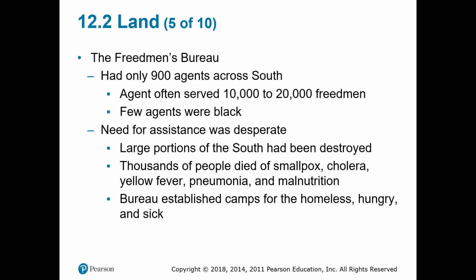All right, they had 900 agents across the South. Agents would often serve 10K to 20K people. Very few were Black. They needed money. Real talk. They needed money. And I told you, bless his little heart, but Oliver Otis Howard was gullible and not very smart when it came to business decisions.